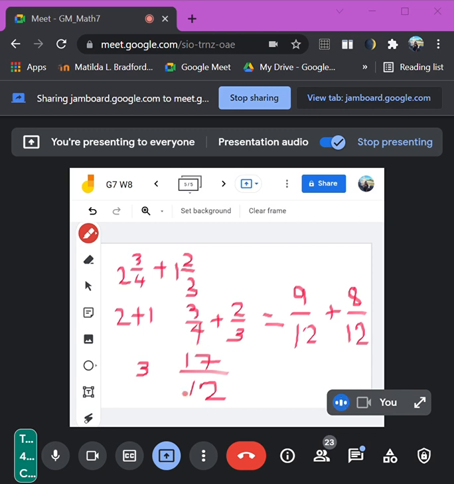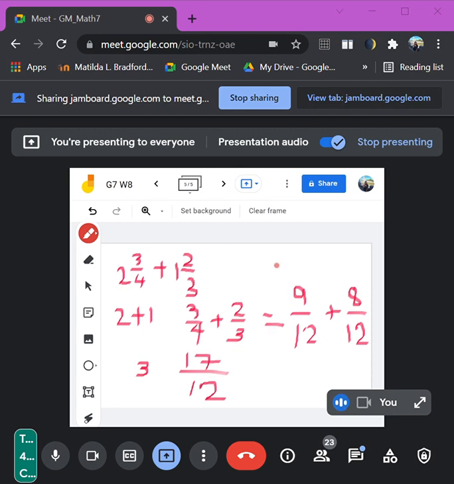So as you can see, it is an improper fraction. If it is improper, class, it is not yet the final answer. You already added the whole numbers, so that is 3 and then 17 over 12. Since this is still improper, we should change it into a mixed number.